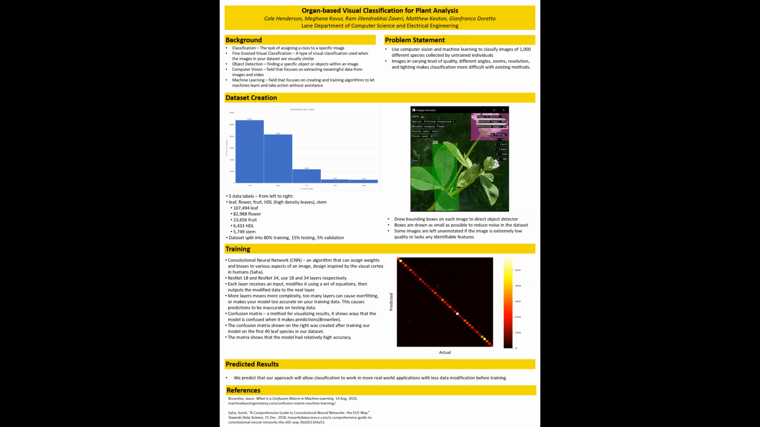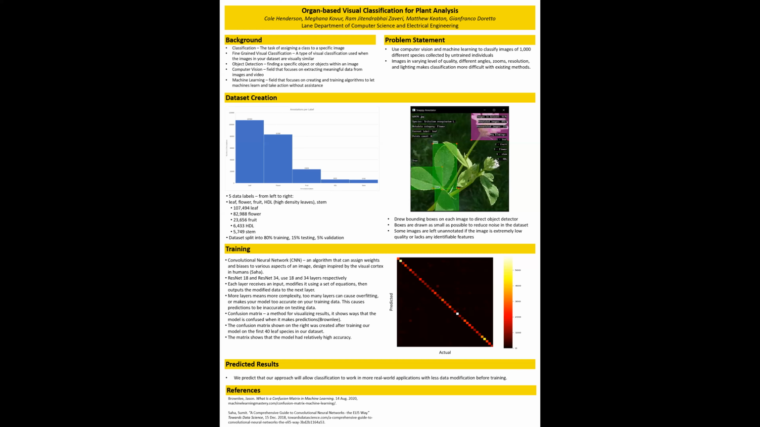On the right, you can see a screenshot of our annotation software. We draw bounding boxes around each organ on each image to direct object detection. Boxes are drawn as small as possible to reduce any extra noise in the dataset. And then some images are left unannotated if the quality is extremely low or if it lacks any identifiable features.